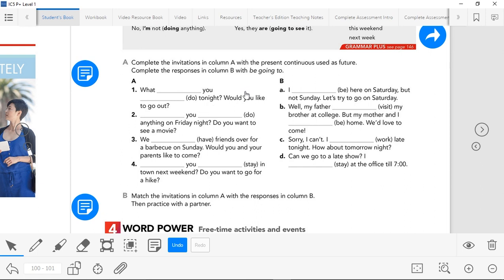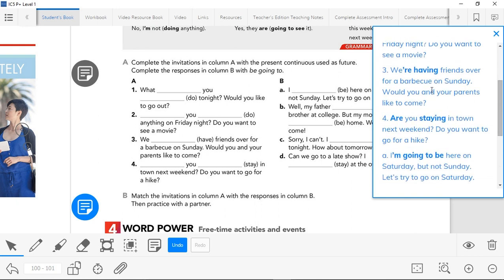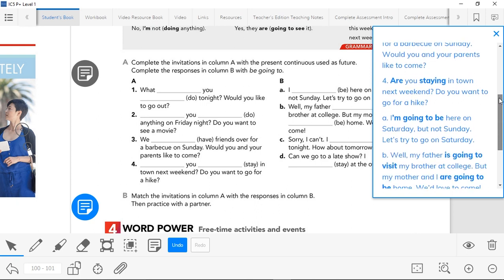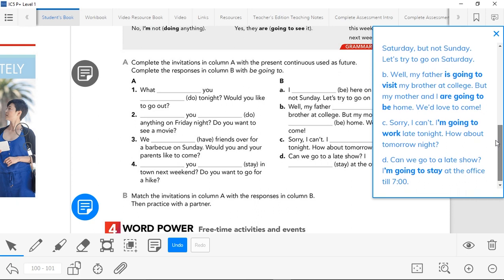Okay, finished? Let's check. Let's start with part A. Okay, what are you doing tonight? Would you like to go out? Are you doing anything on Friday night? Do you want to see a movie? We're having friends over for a barbecue on Sunday. Would you and your parents like to come? Are you staying in town next weekend? Do you want to go for a hike? I am going to be here on Saturday, but not Sunday. Let's try to go on Saturday.